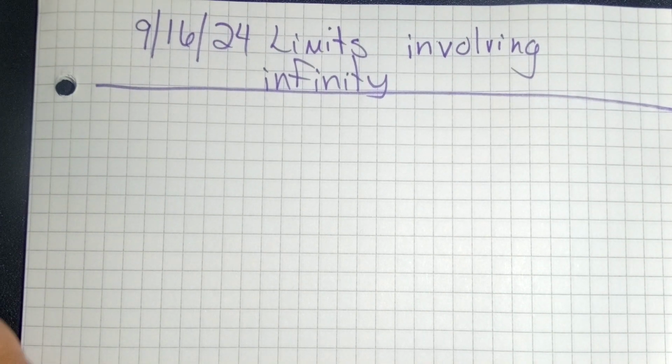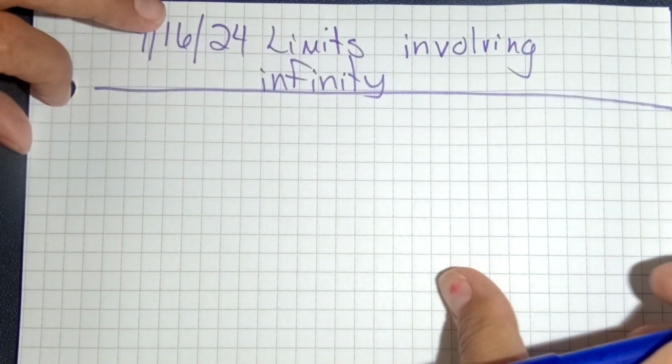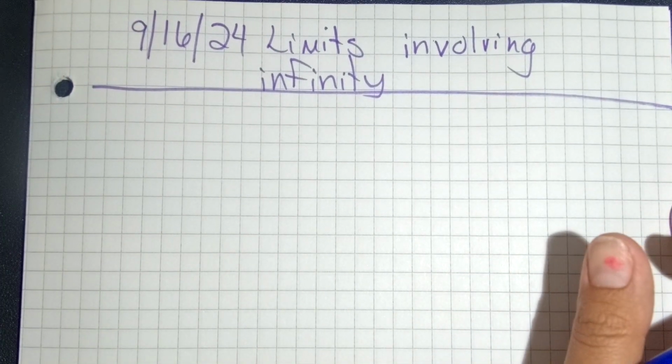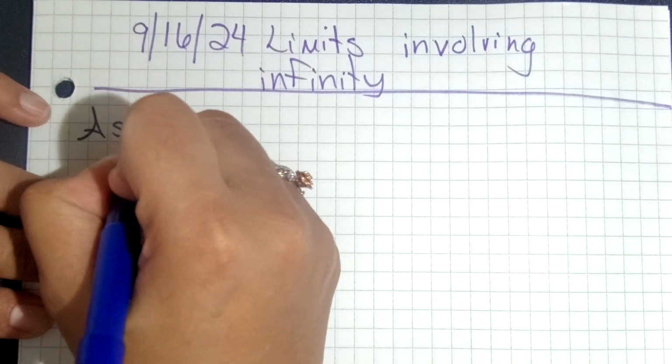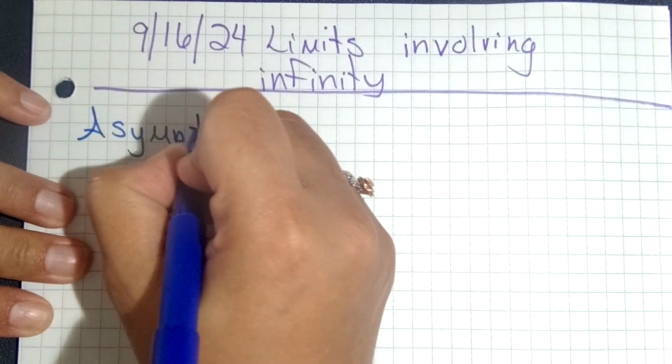Use our knowledge of limits to talk about limits to infinity, or limits that approach infinity. So before we do that, though, we need some vocabulary and some illustrations. First one is asymptote.